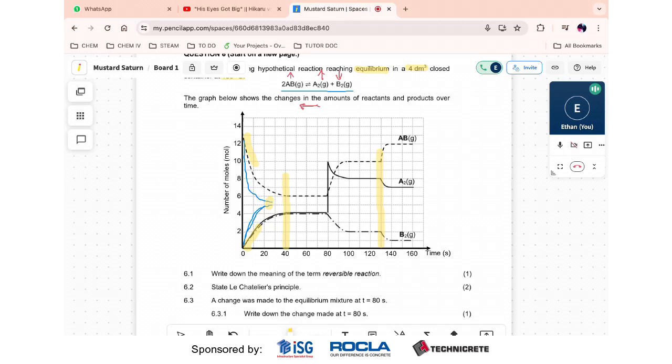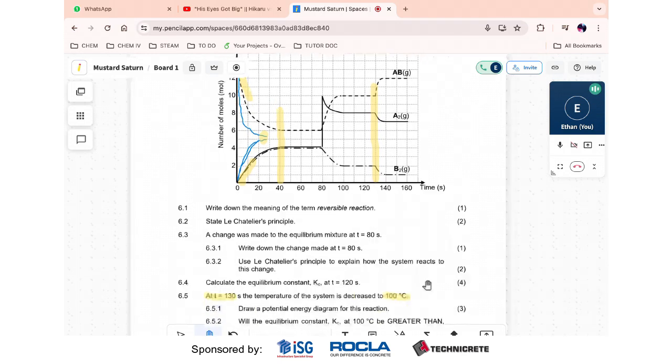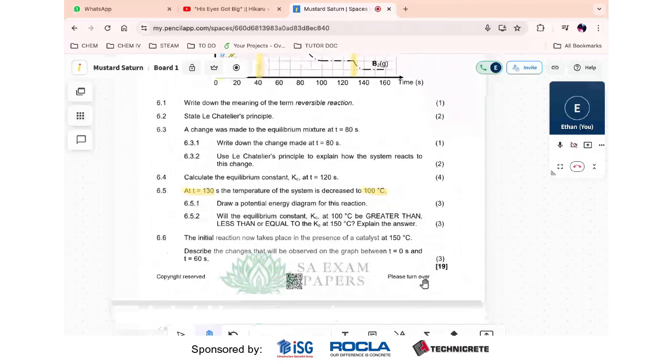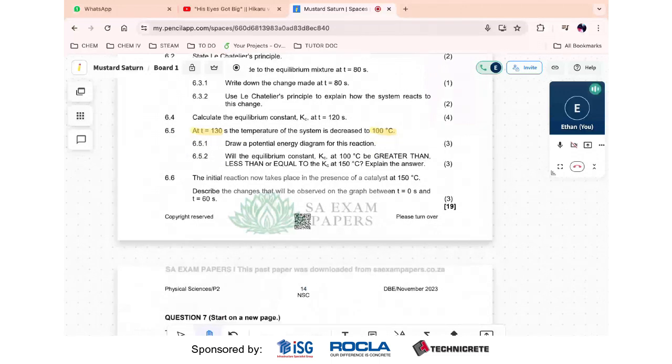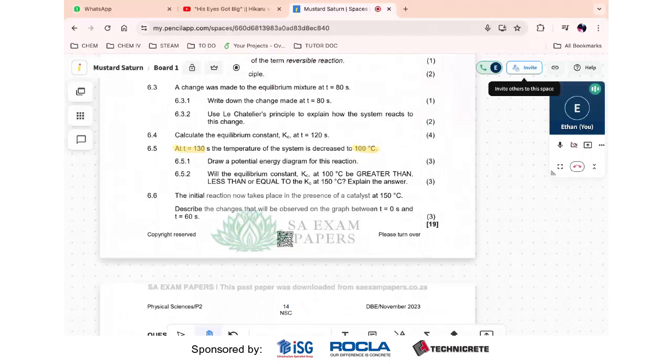So if they had told us that the catalyst favored a particular direction in the reaction, that would be different. But because they didn't, then we just assume it affects both forward and reverse. So essentially, we'll just get to equilibrium a lot quicker. And that's what we'd expect. So that's question 6 done.